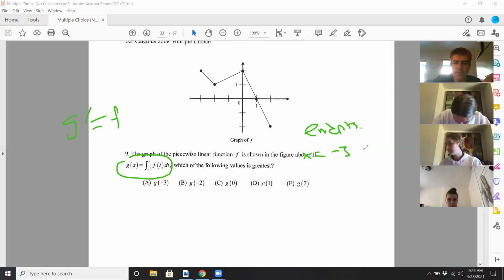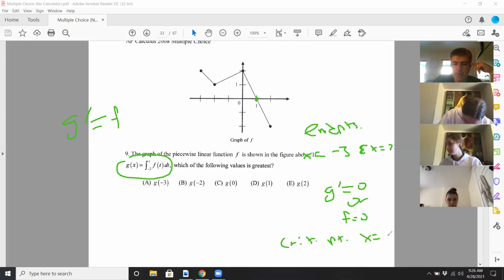X equals -3 and x equals 2. And also critical points, where G prime equals 0, or F will equal 0? Well, obviously from the graph, F equals 0 right there. So a critical point will be x equals 1.